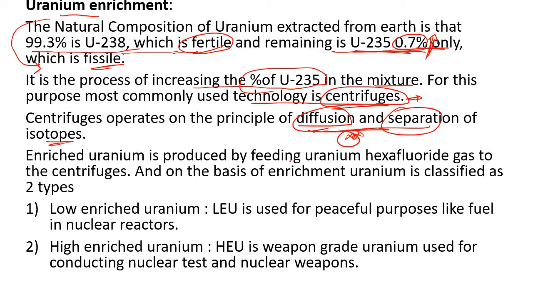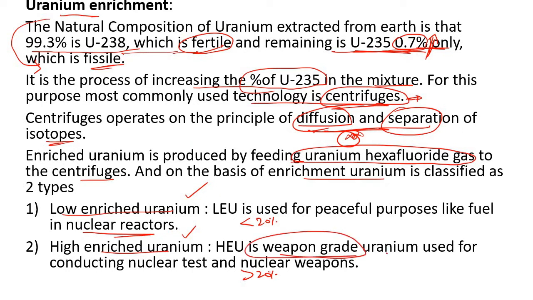Enriched uranium is produced by feeding uranium hexafluoride gas to the centrifuge, and on the basis of enrichment, uranium is classified into two types. We discussed these two: low enriched uranium and high enriched uranium. Means it is less than 20% and it is greater than 20%. Okay, low enriched uranium is generally used for peaceful purposes like fuel in nuclear reactors to produce energy. High enriched uranium is weapon grade uranium, used for conducting nuclear tests and making nuclear weapons.